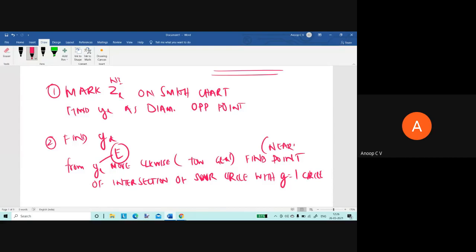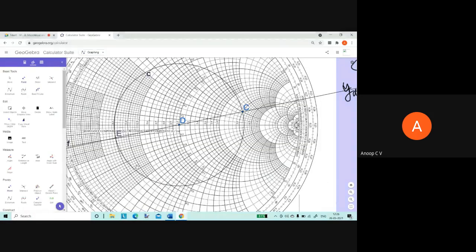I should find the nearest point of intersection of the SWR circle with G equal to 1 when I move clockwise. So shall we find out that? We'll try and find out that. So this is the point E. From point E, when I move in clockwise sense, you can see this is the first point where I meet the G equal to 1 circle. So I'll mark that point.